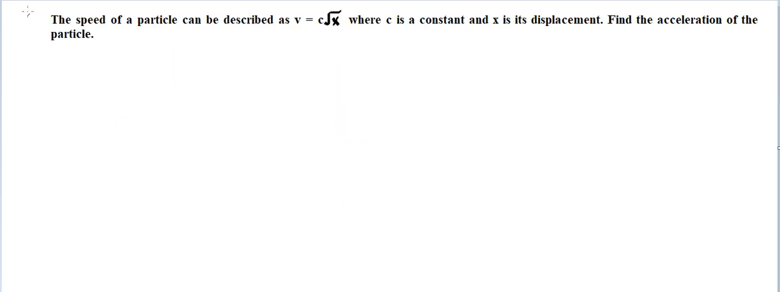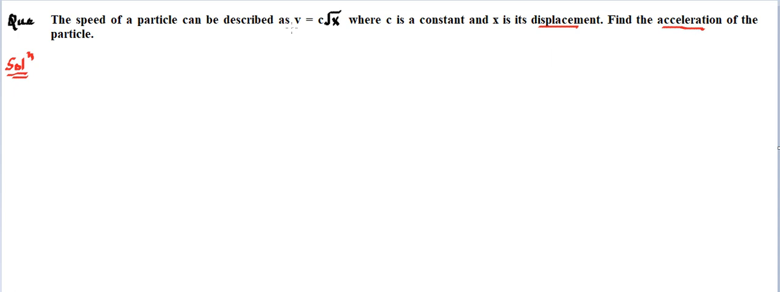Here is one more question, so let's read it and solve it. It says the speed of a particle can be described. So this is the speed of a particle that is given to us, and we know speed, the instantaneous value, and the magnitude of velocity are identical. c is a constant, x is a displacement. We need to find the acceleration of the particle. So we can use the equations for this case.